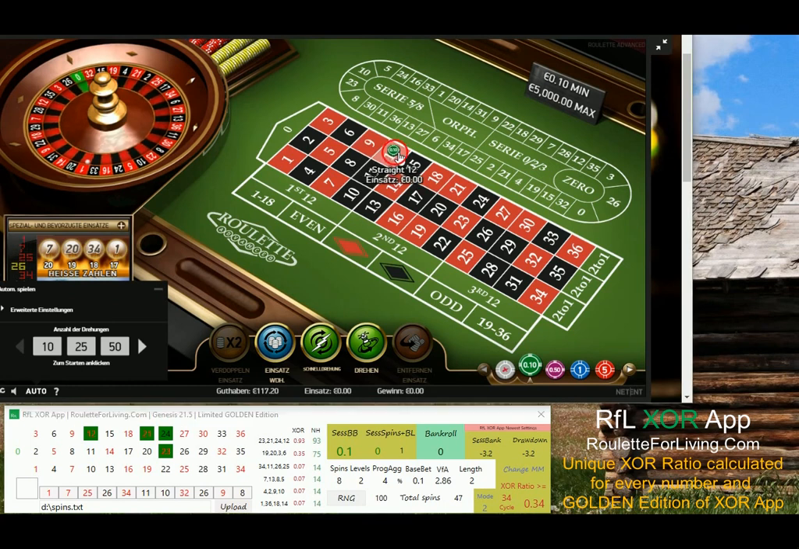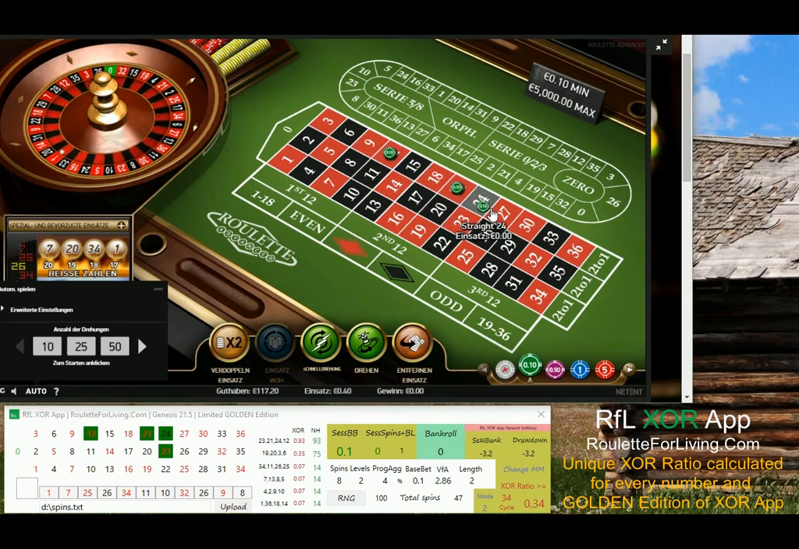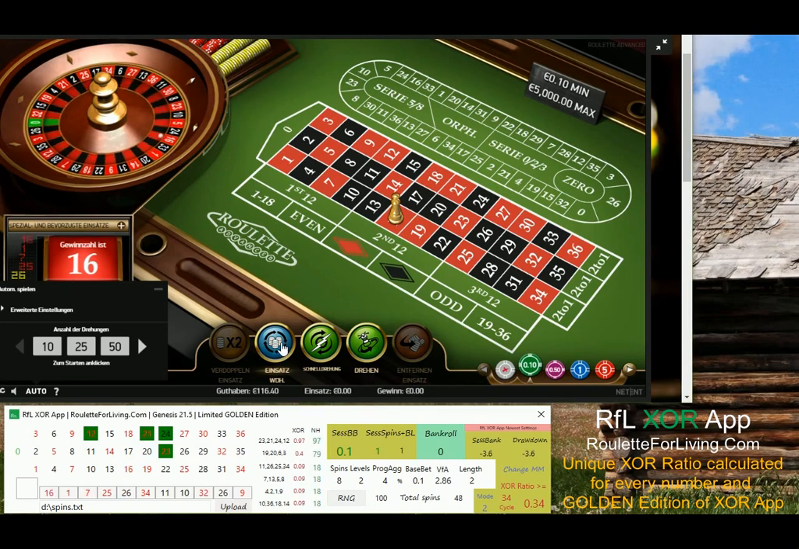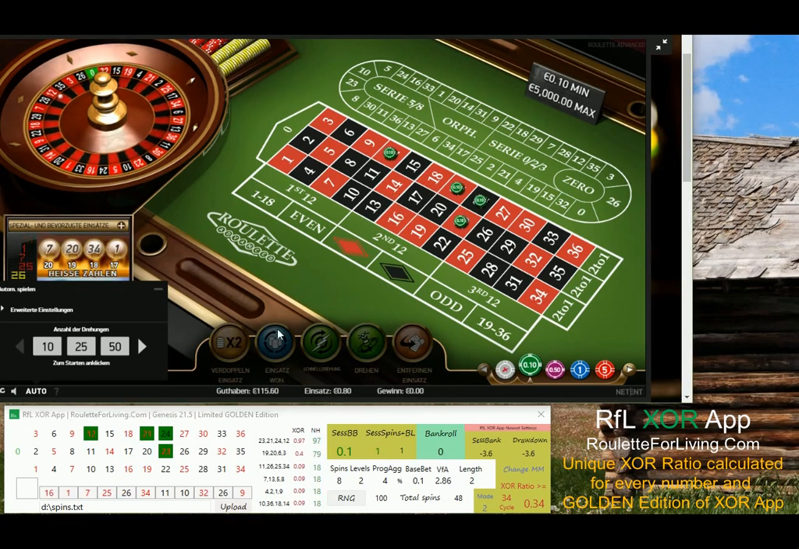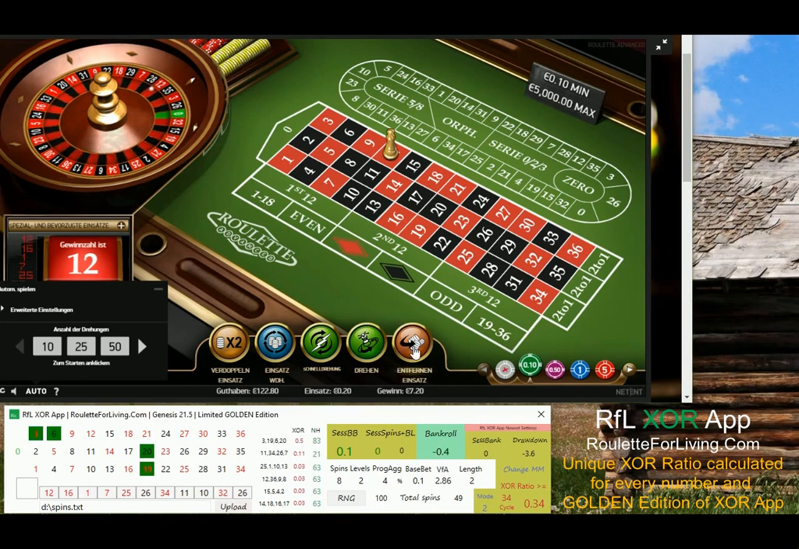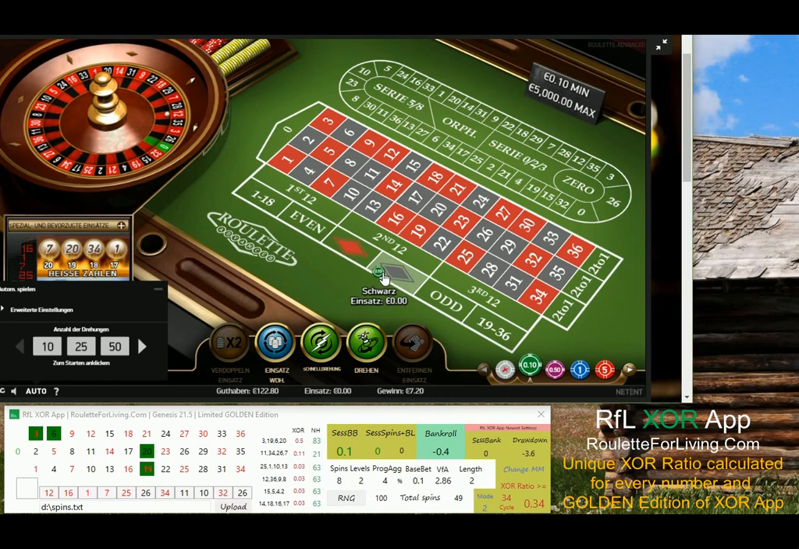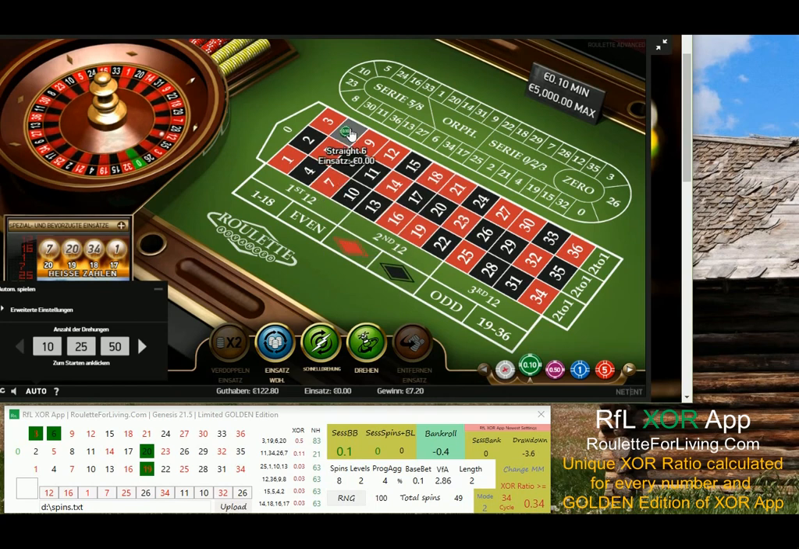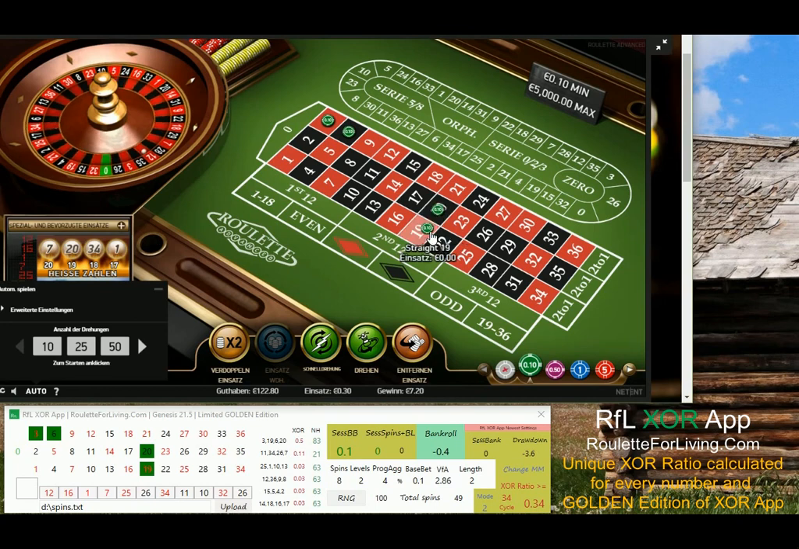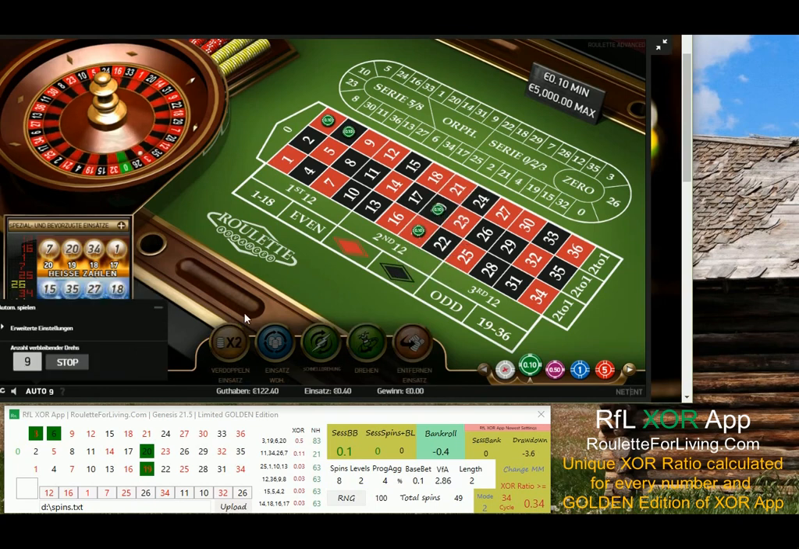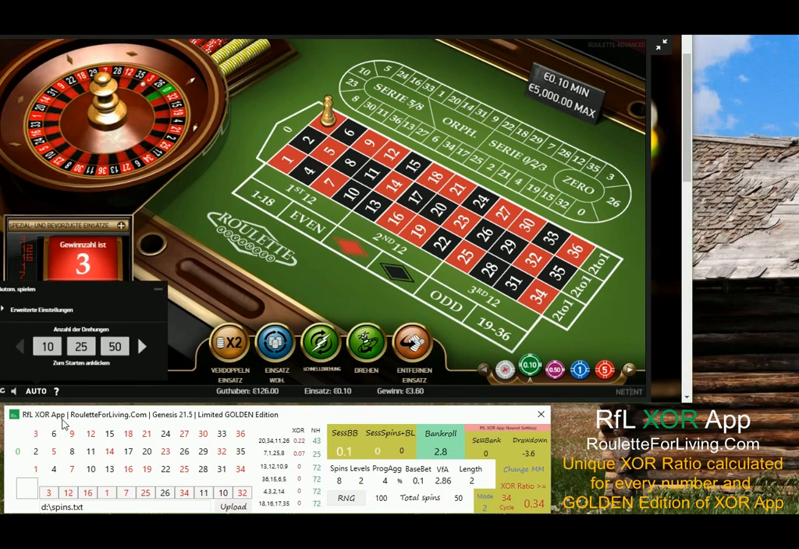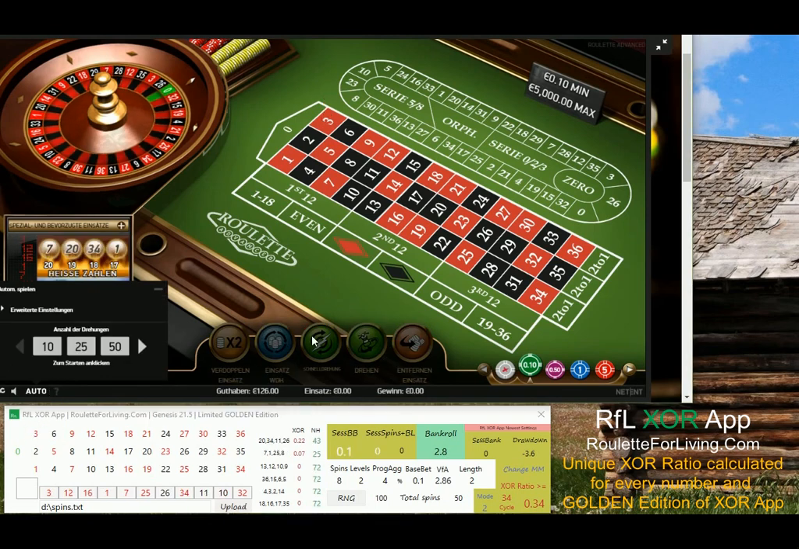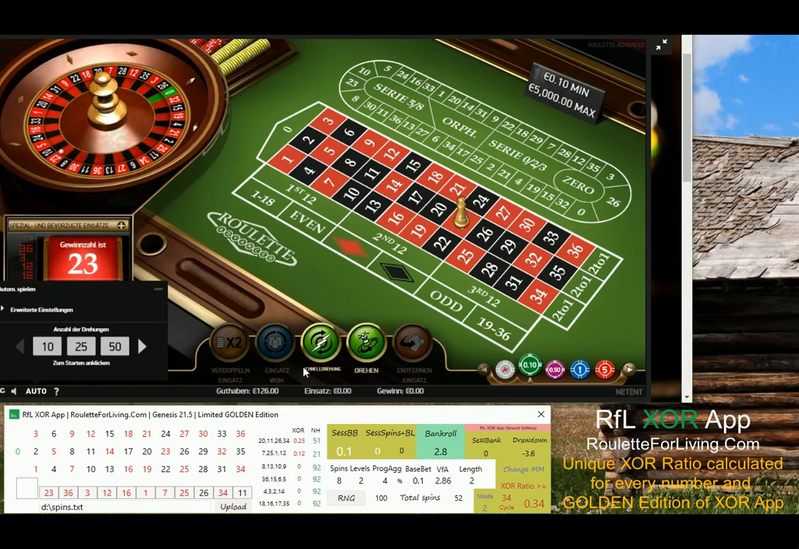I was actually thinking about that, and it's really not easy. For these fixed patterns I somehow managed to develop the XOR ratio plus using 5 smart smoothing strategies. For 37 numbers it's really challenging from a programming and algorithmic point of view. So I put some time in and created, currently only for myself, something I call the RfL XOR app limited golden edition, with a much higher genesis, over 21.5.